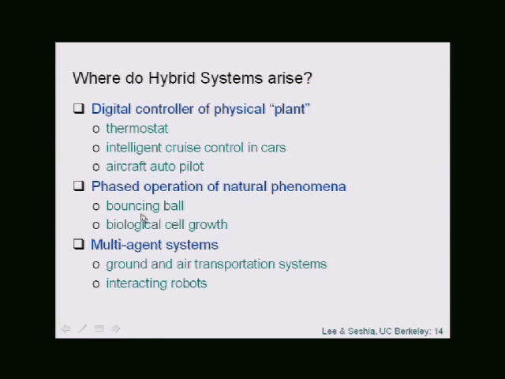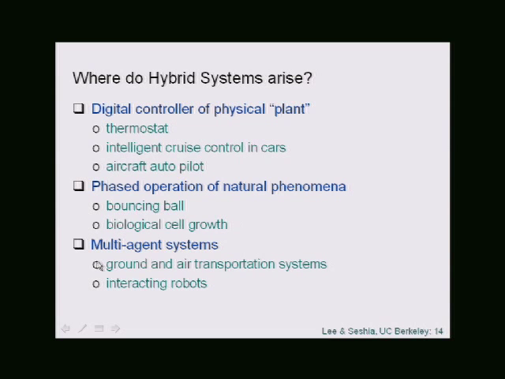It's been shown that you can also model processes in cells as hybrid automata. Okay, so these are examples of using hybrid automata as modeling techniques to understand natural phenomena. And then finally, you may not have a single controller, but you may have multiple systems that are controlled, but they interact with each other.